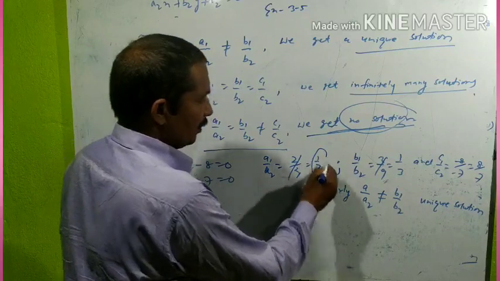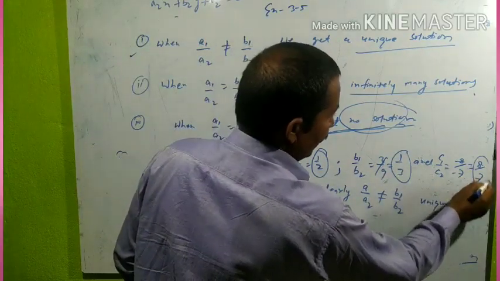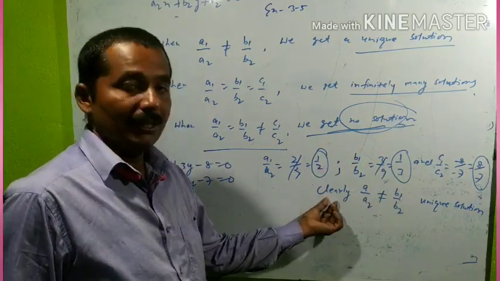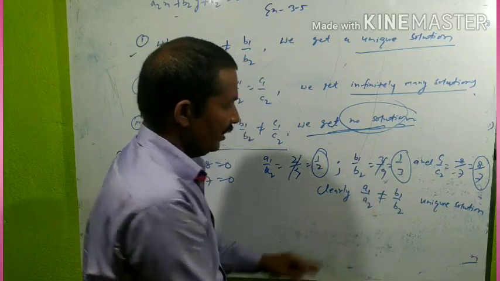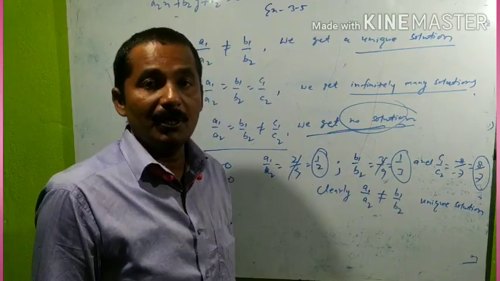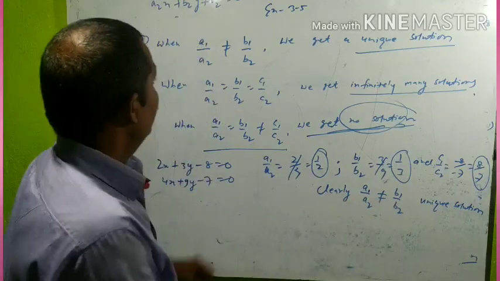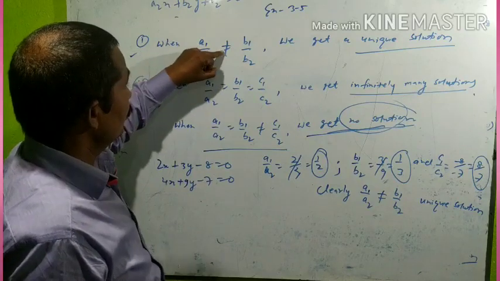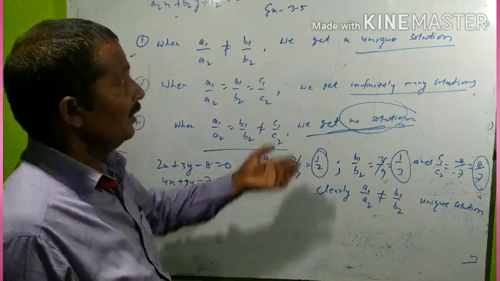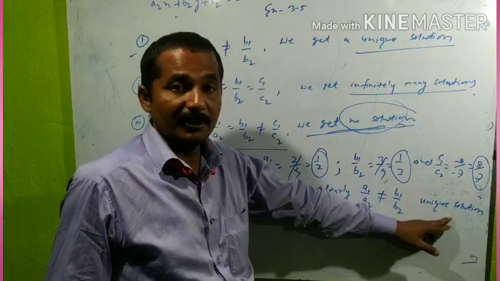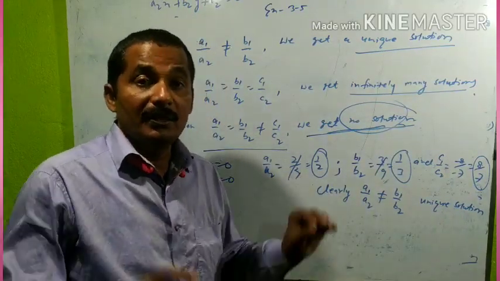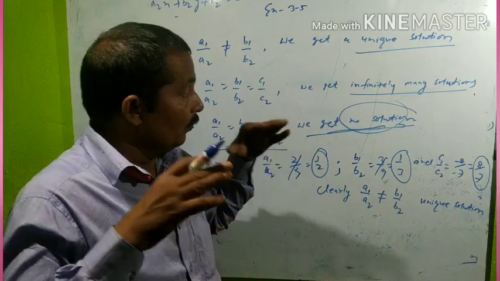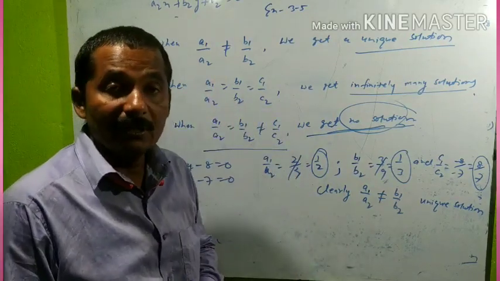Look here. Here we have 1 by 2, 1 by 3 and 8 by 7. So clearly a1 by a2 is not equal to b1 by b2. That means, look at the condition here, as per the condition, if a1 by a2 is not equal to b1 by b2, then we get a unique solution. Unique solution means there will be one value of x and y which will satisfy the pair of equations.